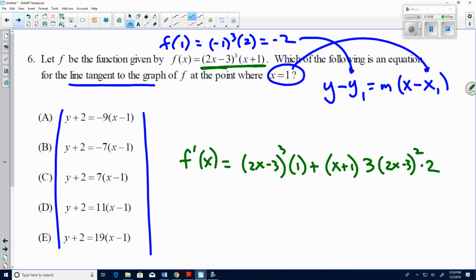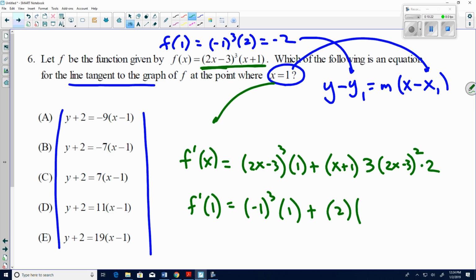In fact, we need the derivative evaluated where x is equal to 1. So f prime of 1. So what would that be? That's negative 1 cubed times 1 plus 2 times 3 times, all these are multiplied together. We're putting 1 in, so that's negative 1 squared times 2. So what do we have? Negative 1 plus, so this is 6 times 1 is 6, 12, which is 11. Choice D is the answer.